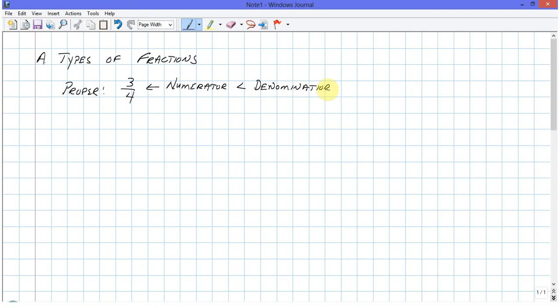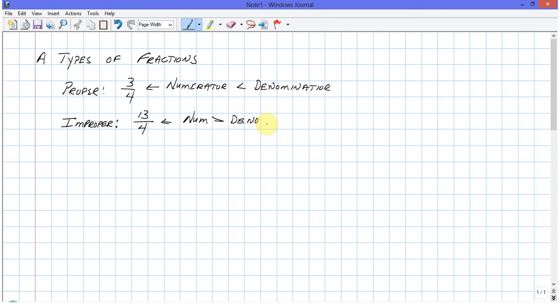The next type of fraction we can have would be called an improper fraction. And that would be a case where the numerator is larger than the denominator. So say, for example, 13/4. In this case, the numerator is greater than the denominator. That would be an improper fraction.